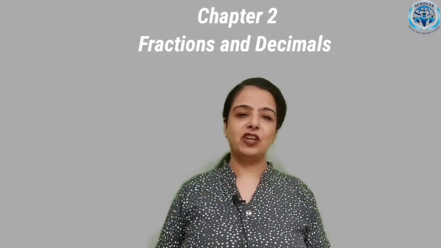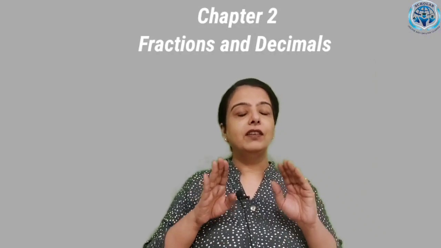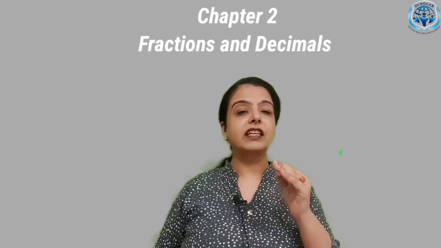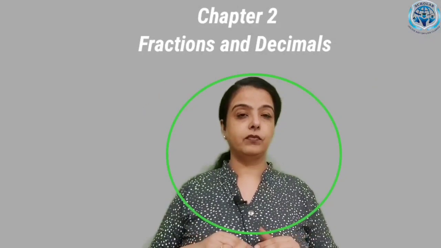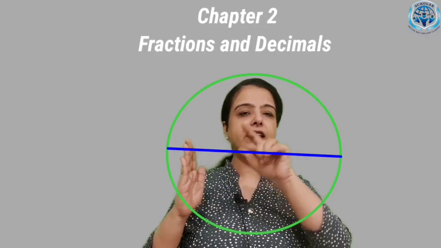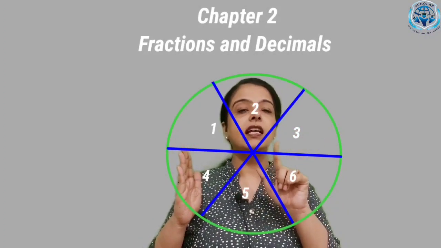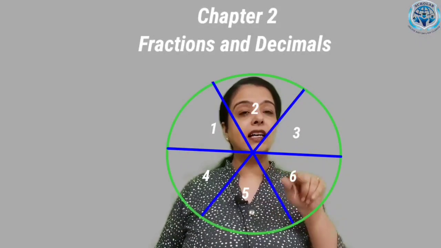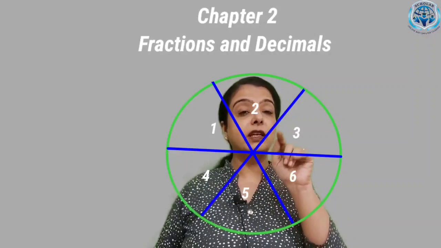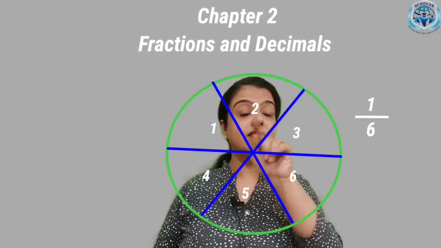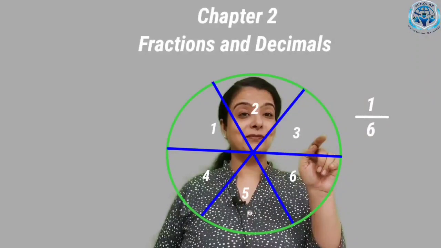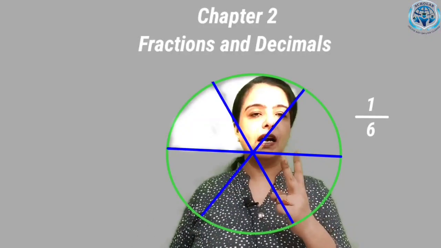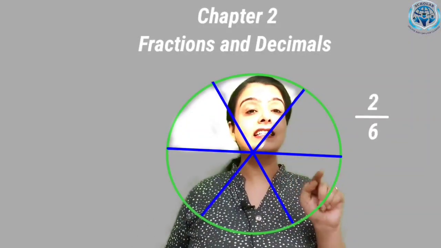So let's start our chapter Fractions and Decimals. You have learned about fractions and decimals in earlier classes. You know that a fraction is a part of the whole. If this is a whole and there are 6 parts in this whole, that means one part is equal to 1 by 6. And how many parts are in total? 6. So 6 will be in the denominator and this 1 is in the numerator. So each part is 1 by 6. If we shade 2 parts, the shaded part is 2 by 6.